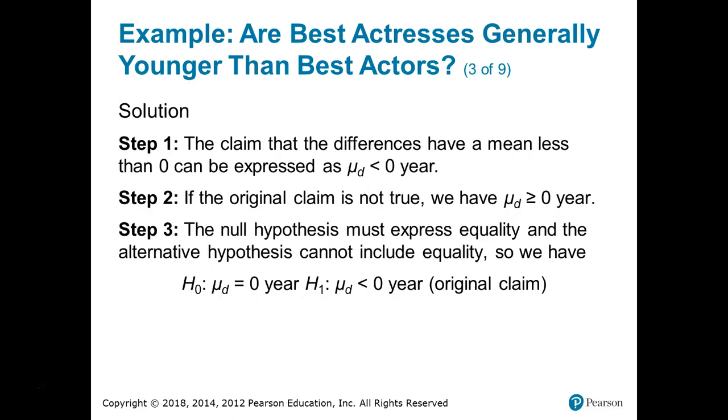So requirement check, good. Your null hypothesis is going to be that mu of D, mu of the difference, is going to be equal to 0. And then since we're looking for a less than, the alternative hypothesis is going to be the original claim, which is that mu D is less than 0.